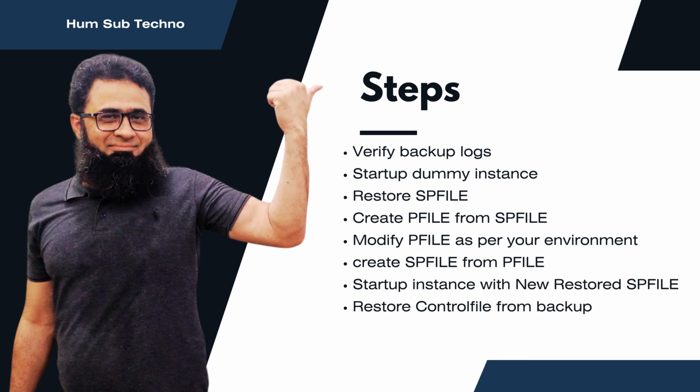So these are the steps for restoring the RMAN backup. First, you have to verify the backup logs. This is very important. Before starting the activity, you should know whether this backup is correct or not. After that, we have to start the database with a dummy SP file. After starting the instance with the dummy SP file, we will restore the specific SP file from your backup, and next we have to create a P file from your SP file.